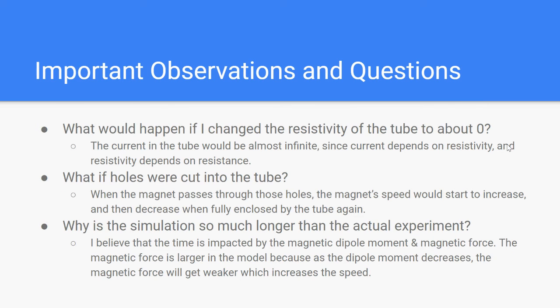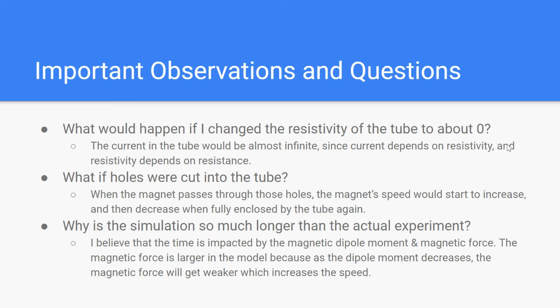So to finish off with some important observations and questions, first was: what would happen if I changed the resistivity of the tube to about 0? Resistivity is a material property that's dependent on resistance, length, and area. So having resistivity equal to about 0 would almost be like saying that your resistance is about 0, which in the formula for current would mean that the current is almost infinite, since current depends on resistivity and resistivity depends on resistance.